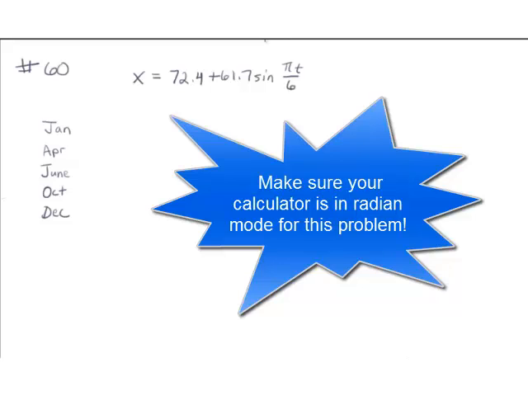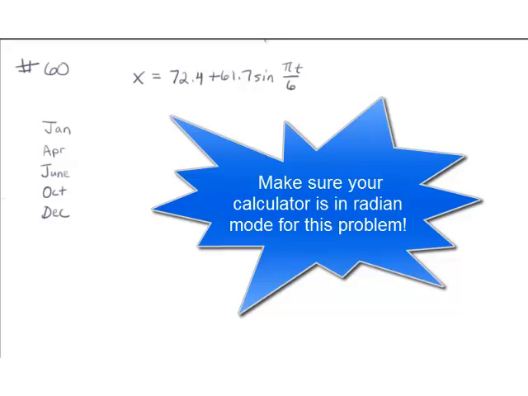All right, number 60 says, it's a word problem. It says, Get Wet Incorporated manufactures swimwear, a seasonal product. The monthly sales x in thousands for Get Wet swimsuits are modeled by the equation, which I have written here. x equals 72.4 plus 61.7 sine pi t over 6, where t equals 1 represents January, t equals 2 February, and so on.